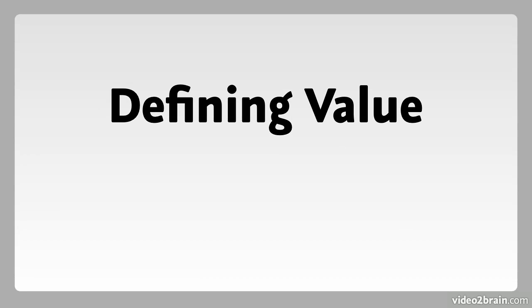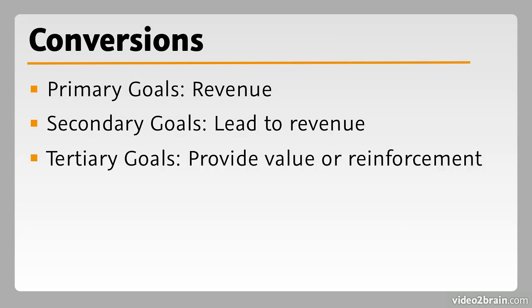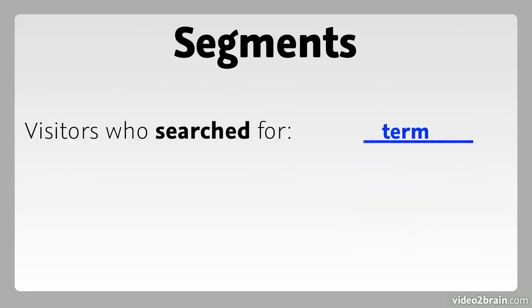Now, when it comes to value, it's not just search terms that provide value. There are many actions on a website, many things that can reflect value. Let's go back to our equation that we used before, and look at what our primary goals are: those that give us revenue, those that lead to revenue, and those that will eventually provide value in the future or reinforce our brand. And so we want to look at our segments thinking that visitors who searched for this word, and that's what we talked about in the lesson of segmentation.